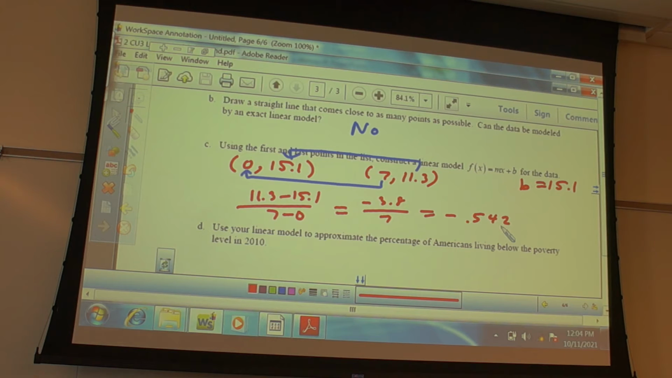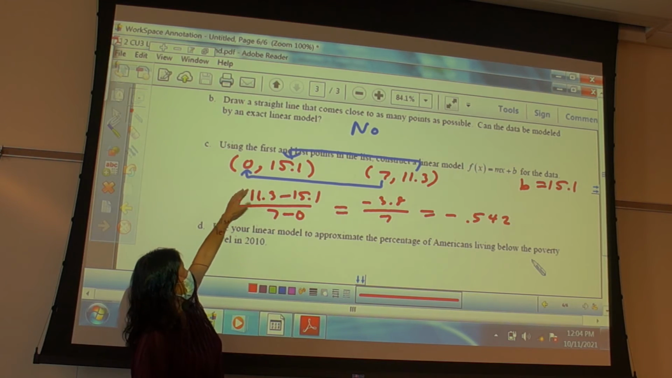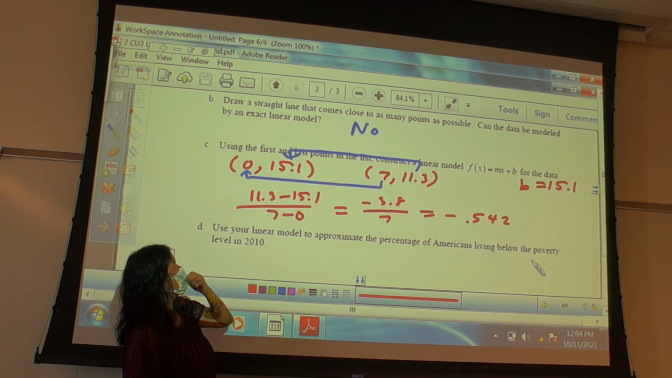Divided by 7. Oh, because we did it wrong, we did 7 over. It's Y over. No worries, that's why we're doing it together in class. The rise is Y, right? Yep. And the run is X.